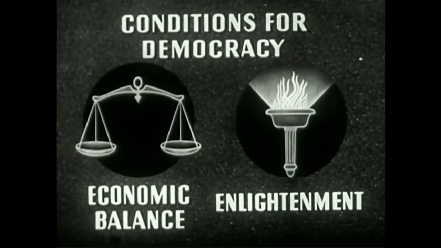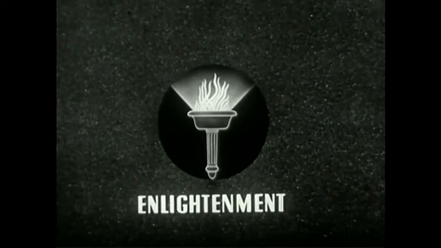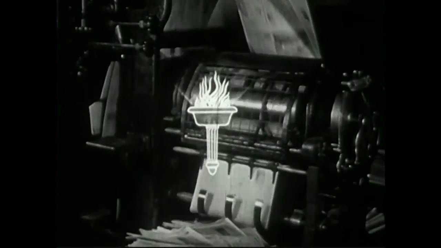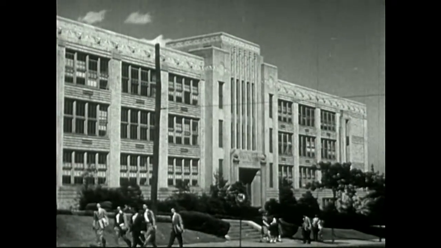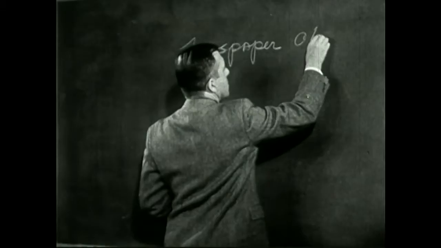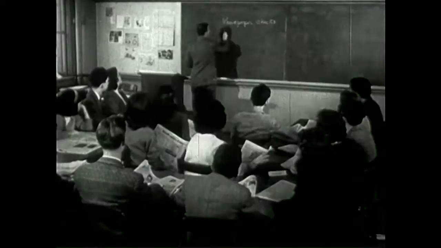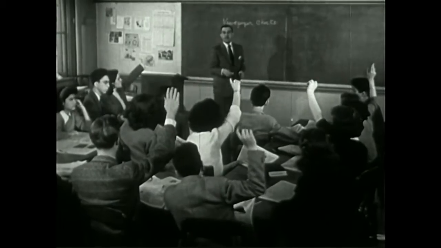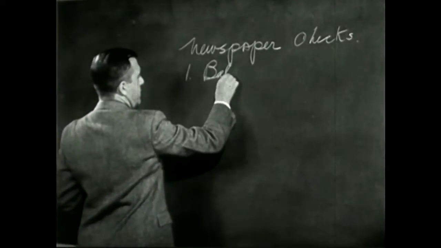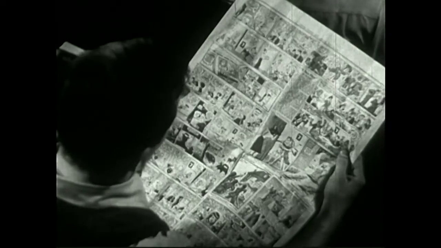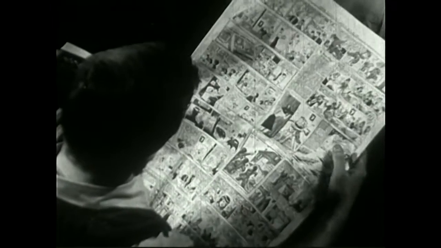Another important condition for democracy is enlightenment. Making information available to citizens and giving them the skill with which to judge it. As public education increases, democracy grows. In checking a community for democracy, we must find out whether it provides schools adjusted to the needs of its young people. Just being able to get books and newspapers is no guarantee of democracy.